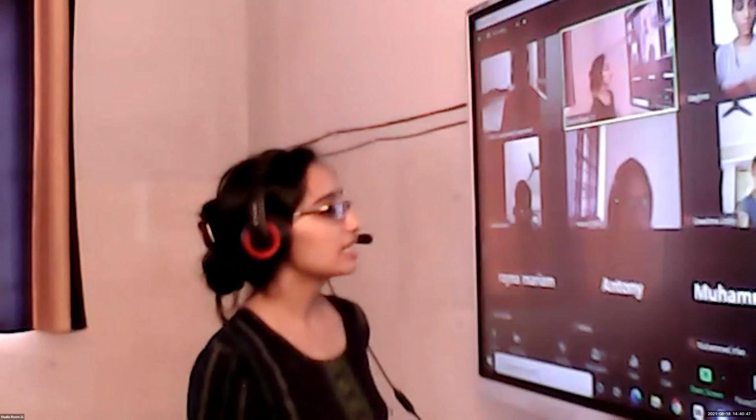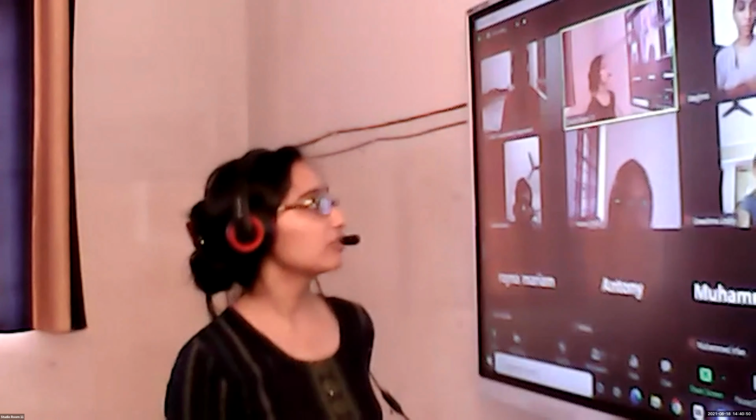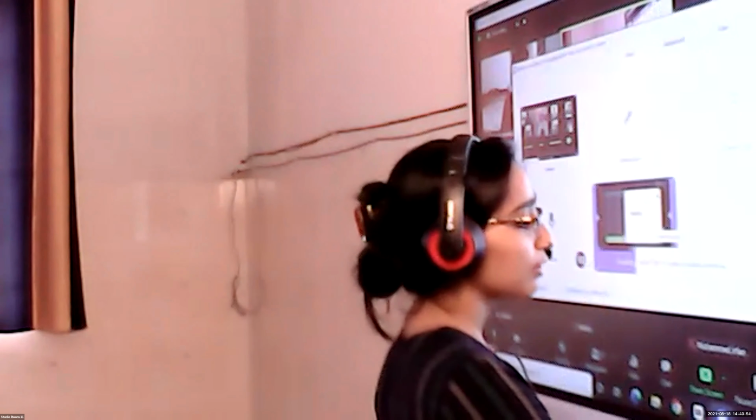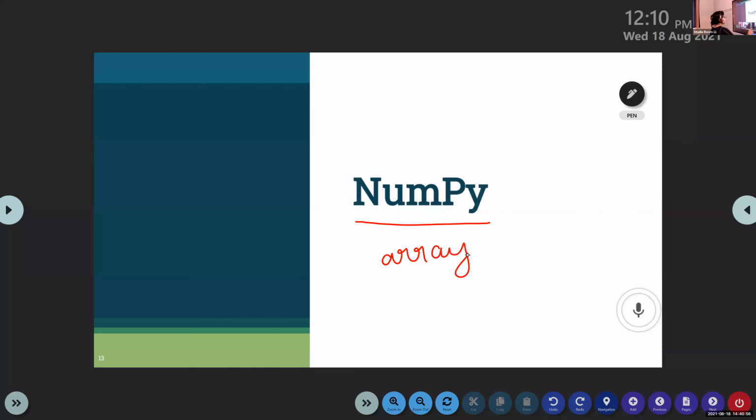Isn't it? It is the same type. It shows the same type of value, the same type of data. So array means a collection of data of the same type.